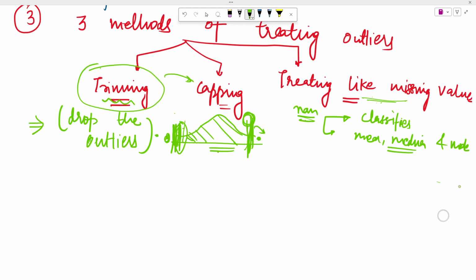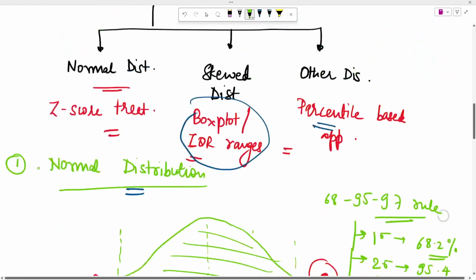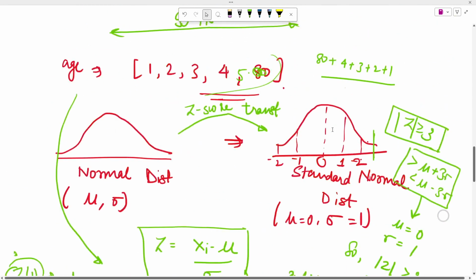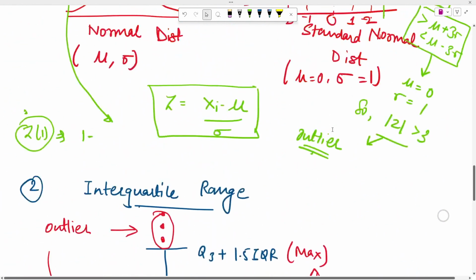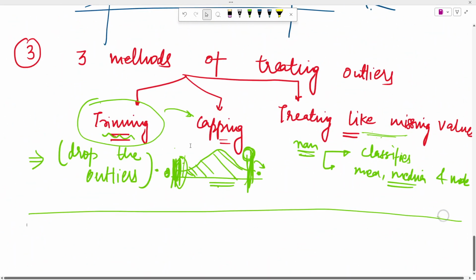So yeah, guys, in this session we discussed the importance of outliers and what impact they have on machine learning models. After that, we learned about the different ways of identifying an outlier, where we talked about the z-score method, skewed box plots, then the percentile based approach. Once we have identified the outliers, we handle them using trimming, capping, and treating them like missing values.